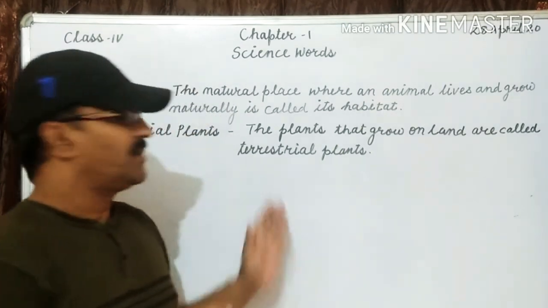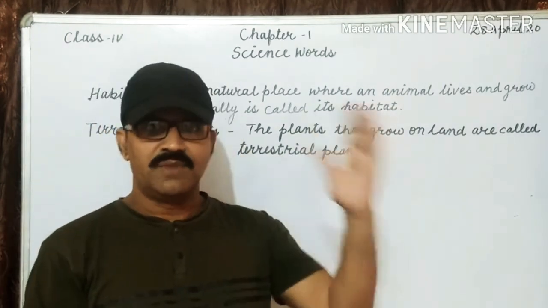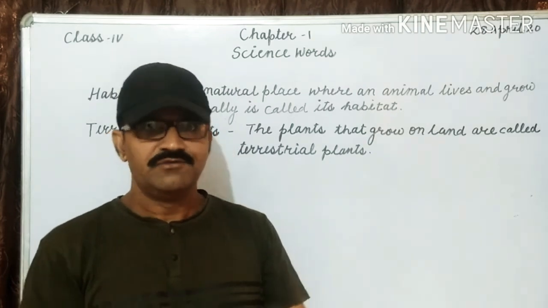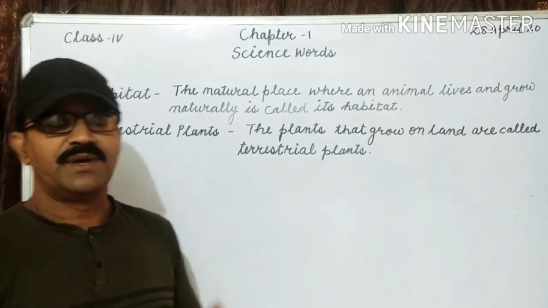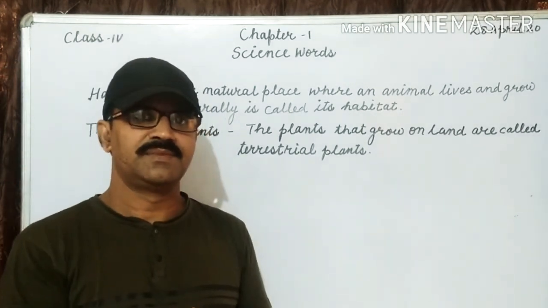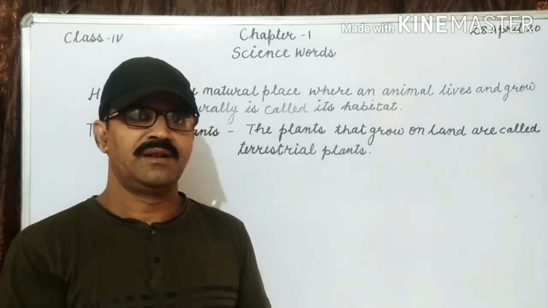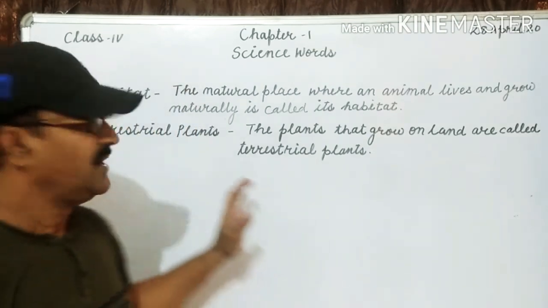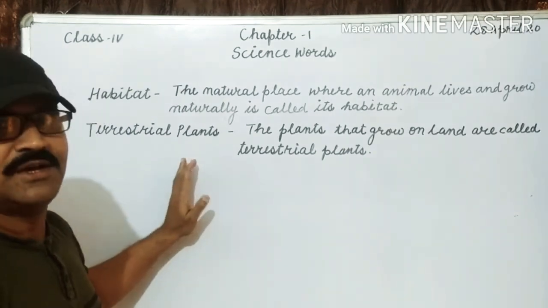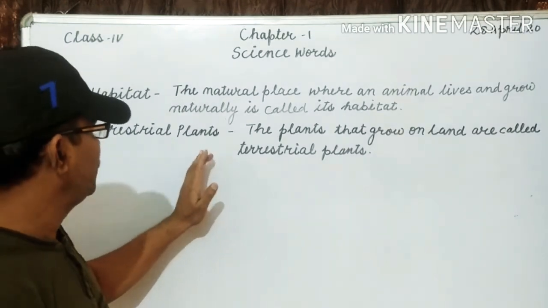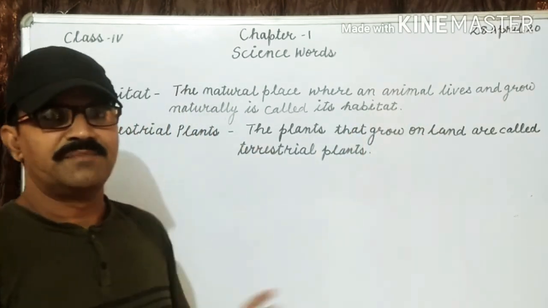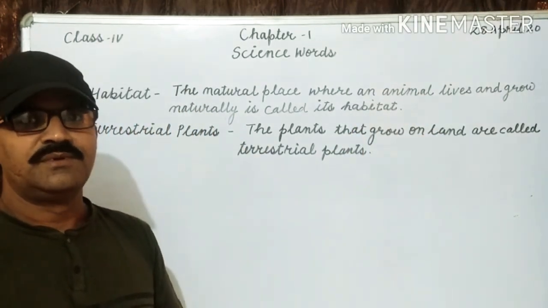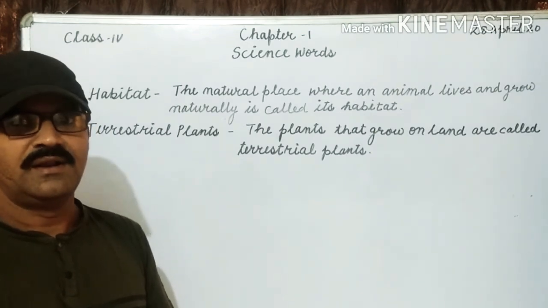The terrestrial plants that grow on plains, on mountains, on hills, wherever land is available, they are known as the terrestrial plants. For example, neem, peepal, babool, these are examples of terrestrial plants. Is there any problem? I think there is no problem in this definition. The plants that grow on land are called the terrestrial plants. Example, neem, jamun, babool, peepal.